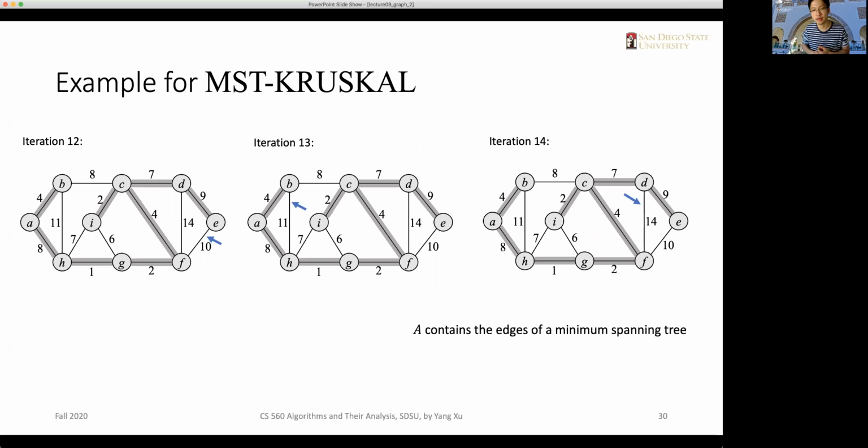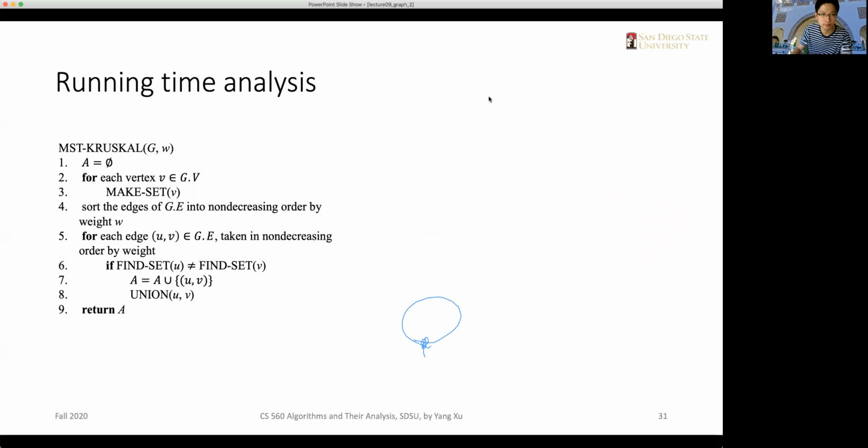So the result is that we return A, and A contains the edges of a minimum spanning tree. A is exactly what we need because A connects all the vertices in the graph, and the weight is minimized, because we select from the least weighted edge, and we make sure that all the edges are sorted in an increasing or non-decreasing order.